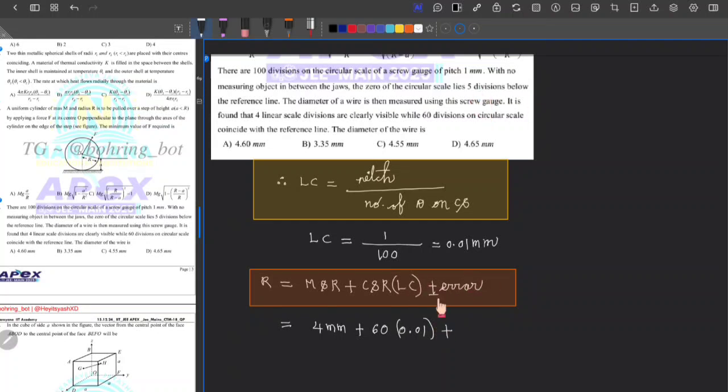Plus error, how much? Here it is a positive error, therefore we have to subtract it from the original value, so minus 5 into LC. LC is 0.01 mm. So you get 60 into 0.01, which is 0.6. Then 4 plus 0.6 minus 0.05 gives 4.55. The answer is 4.55 mm.